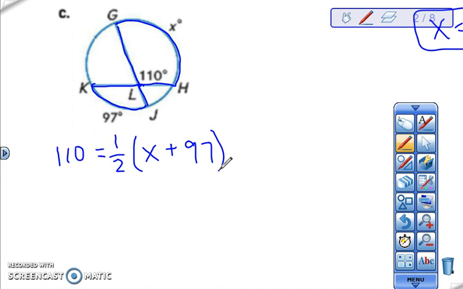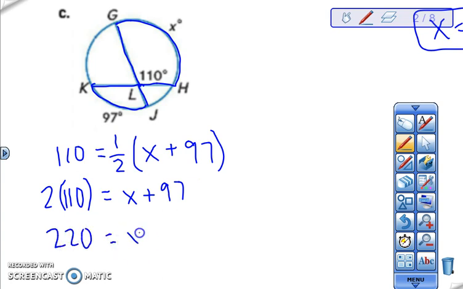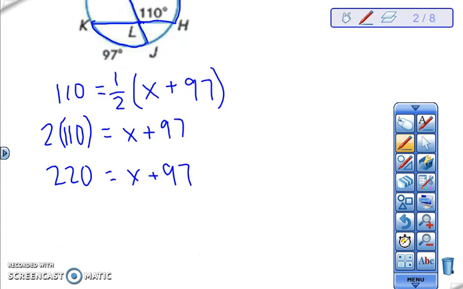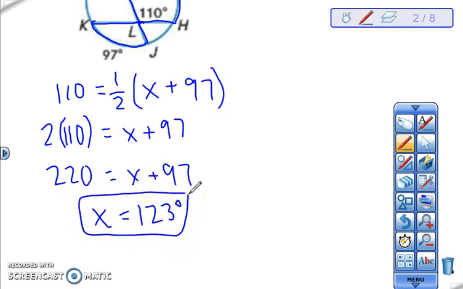So if we have 1/2 on the right side, the opposite of that is multiplying by 2. So if x plus 97 equals 220, subtract to solve for x. So we get 123 degrees.